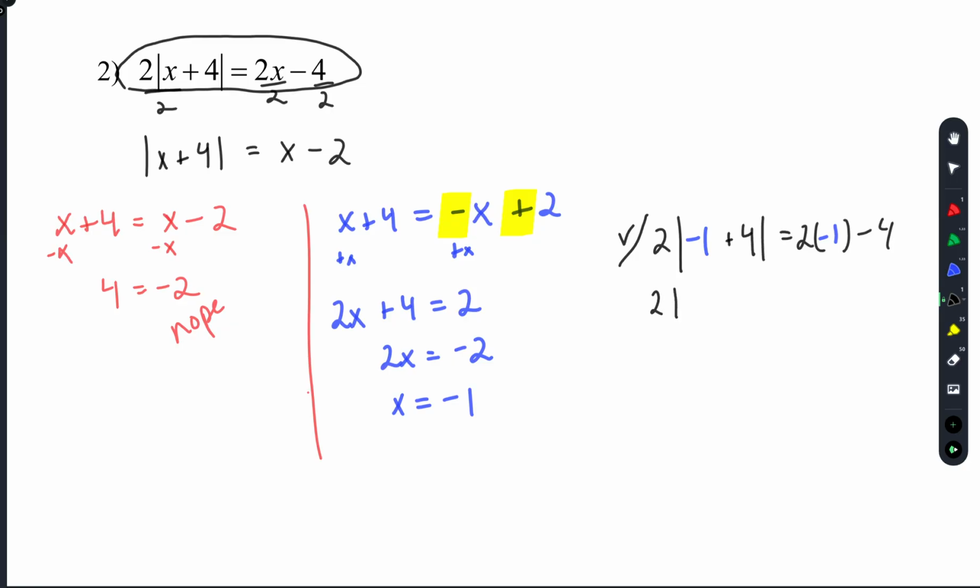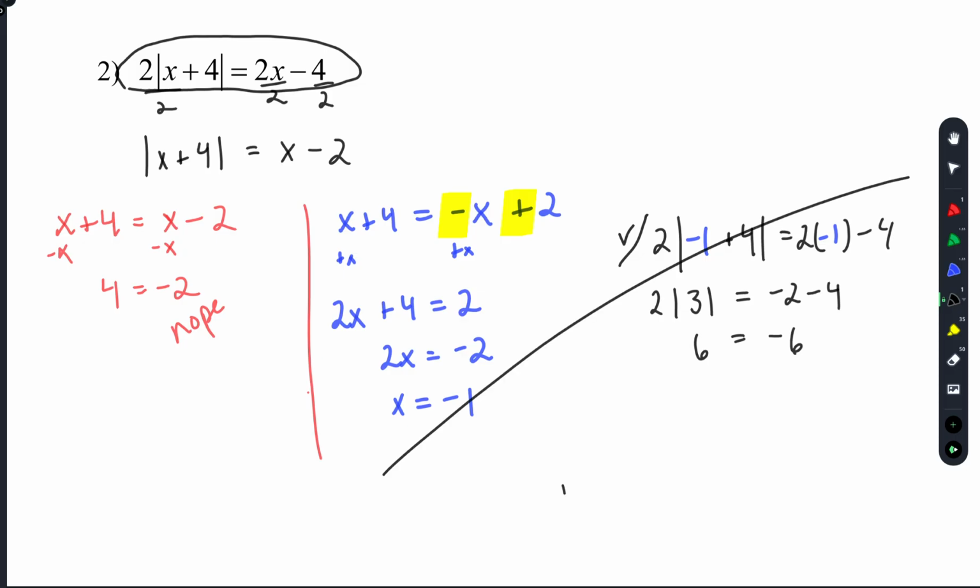So you get 2 absolute value of 3 equals 2 times negative 2 minus 4. And absolute value of 3 is 3, so times 2 is 6. And this one's negative 6. Oh, that sucks. No solution.